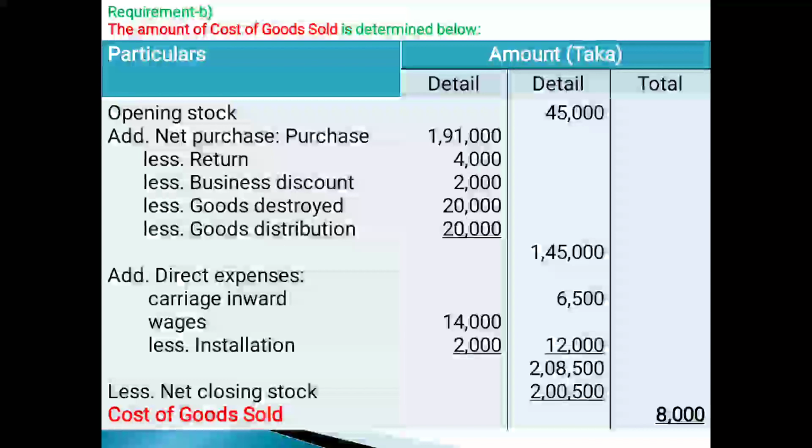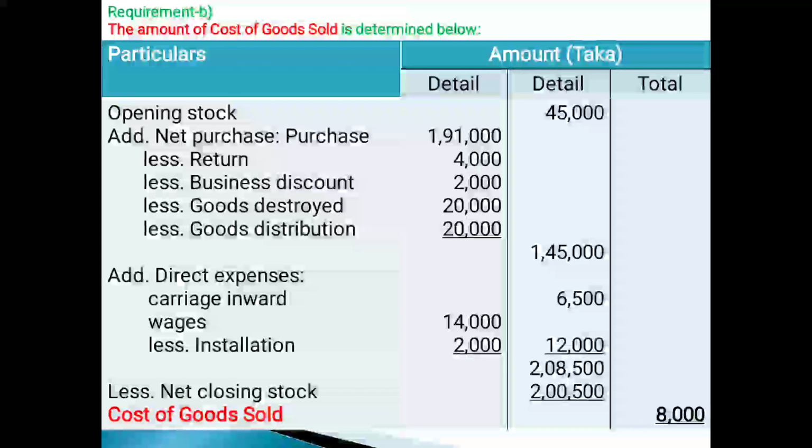Now I am starting the amount of cost of goods sold. Opening stock from the trial balance, you can get it, taka 45,000, is written in the middle column. Add net purchase. Net purchase means purchase-related items are deducted and added after the amount. Purchase taka 1,91,000 from the trial balance. Less return, that is credit return, taka 4,000 from the trial balance. It will be deducted from the total purchase amount. Less business discount, that is the business discount debit credit, taka 2,000 from the trial balance. It is deducted from the total purchase amount all the time.